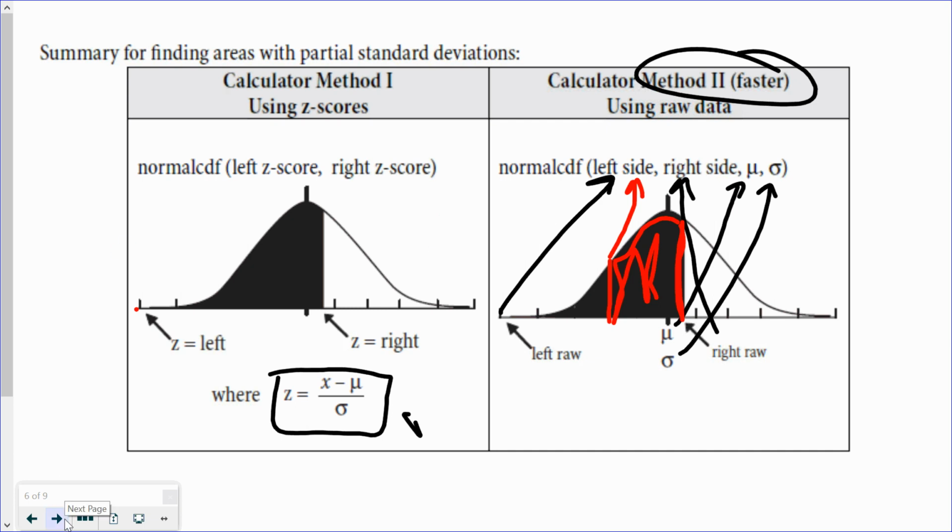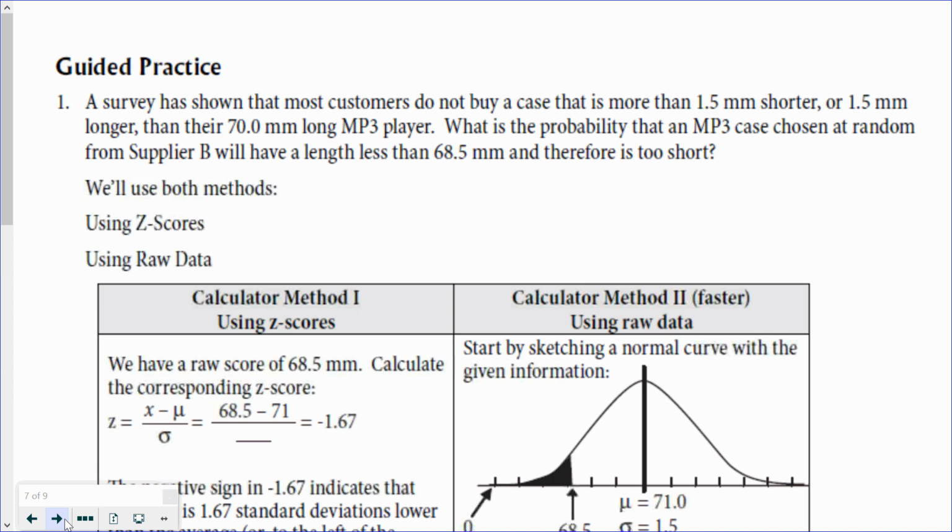Okay, then there's a little note about drawing it on your calculator, but let's just go to some of the practice questions. So we're still talking about MP3 players. I swear this is not getting old. So it says a survey has shown that most customers do not buy a case that is more than 1.5 millimeters shorter or 1.5 millimeters longer than their 70 millimeter long MP3 player. What is the probability that an MP3 case chosen at random from supplier B will have a length less than 68.5 millimeters and therefore is too short?